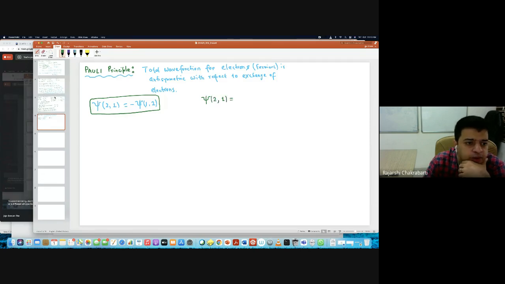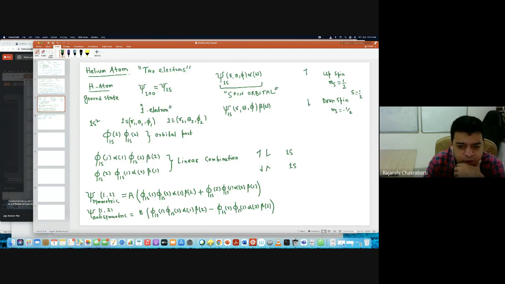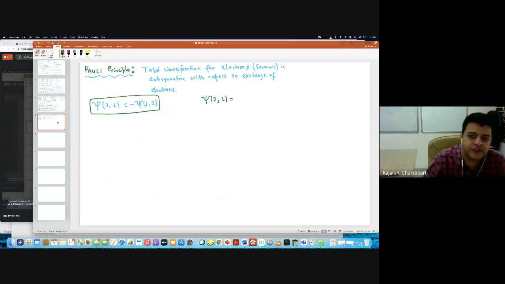If I go back to the previous slide, could it be this or could it be this? This one cannot be, because if I change 1 and 2, I am not going to get minus of psi 1 2, isn't it? But in this case, if I change 1 and 2, then I'll see that I'll get the same wave function with a minus sign, isn't it? So only with the antisymmetric wave function it is possible. So the total wave function has to be antisymmetric. So I cannot take the symmetric one.